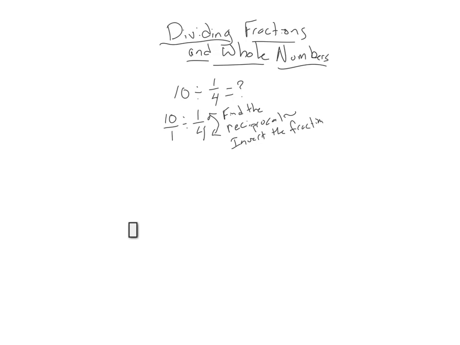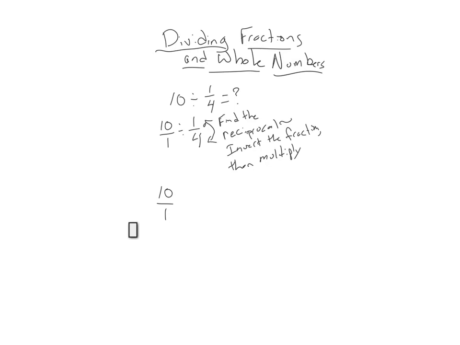So then our division problem becomes a multiplication problem. Remember way back at the beginning of the year we talked about inverse operations? Well, this is exactly what that means. So I'm going to rewrite my 10 over 1, and now I'm going to multiply by 4 over 1. Okay, so then just like regular multiplication of fractions, I do 10 times 4 and 1 times 1 to get 40 over 1, or I could just say 40. Okay, so 10 divided into fourths is 40.